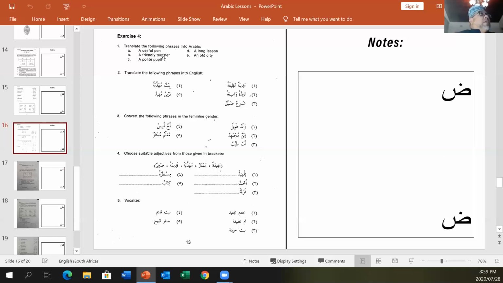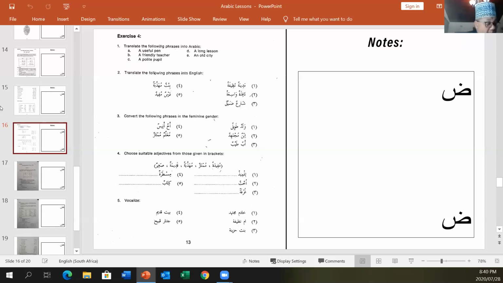Then number two, teacher. If we refer to a masculine teacher, then it's muallimun anisun. And if you're going to say a feminine teacher, if you say muallimatun, then it becomes anisatun. Beautiful. Righto. Then we come to a polite pupil.